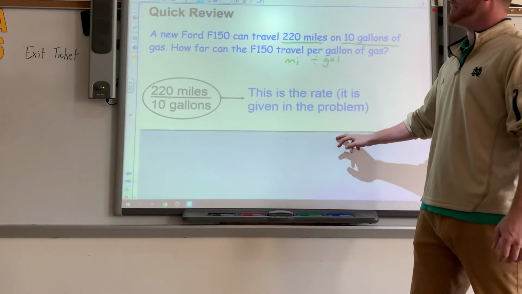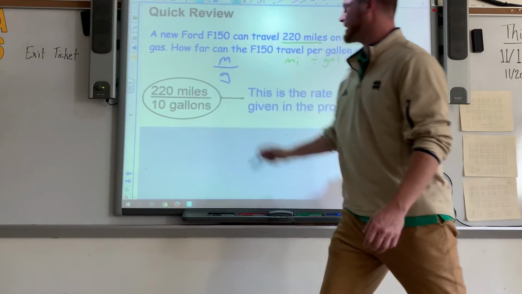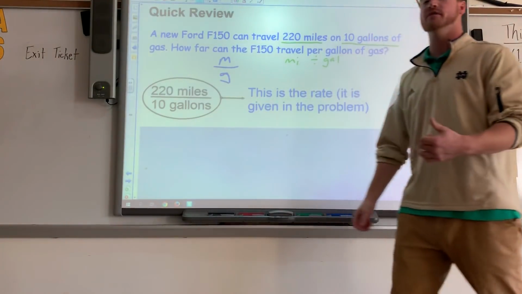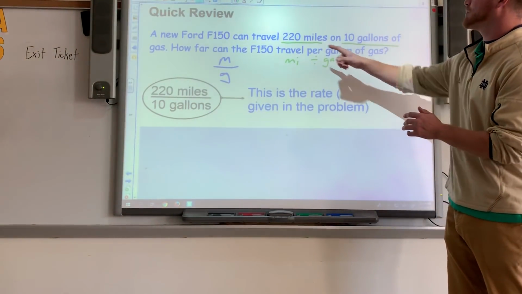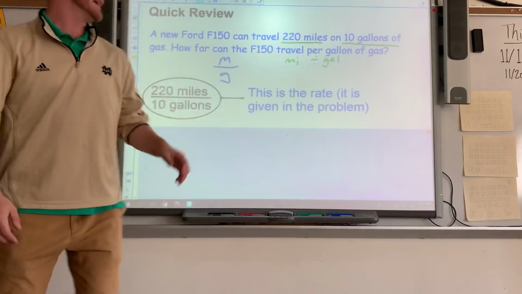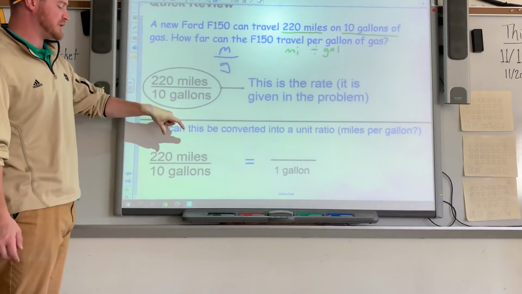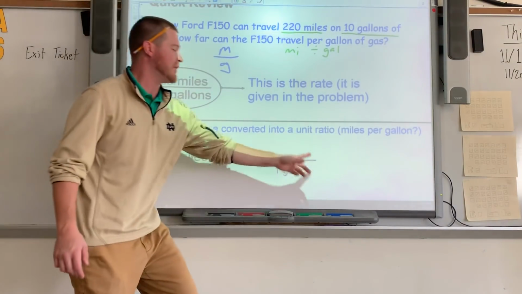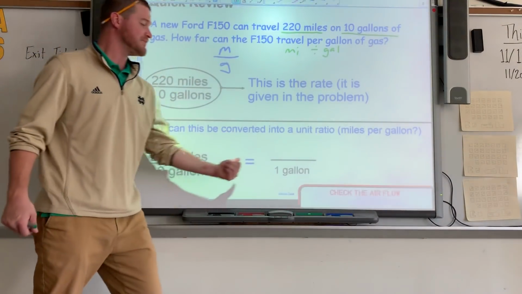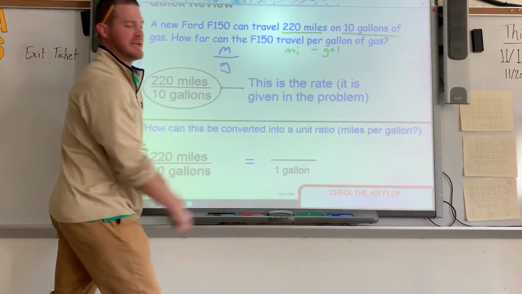Now when we set up the ticket, miles over gallons, and plug in the rate, it's going to be 220 over 10. Again, we're looking for per 1 gallon. So we don't care about the 10 gallons, we've got to get it down to 1. We've got to get the unit ratio down to 1 gallon. So we know from 10 to 1, remember, we divide by the denominator always. Anything divided by itself gets us down to 1.